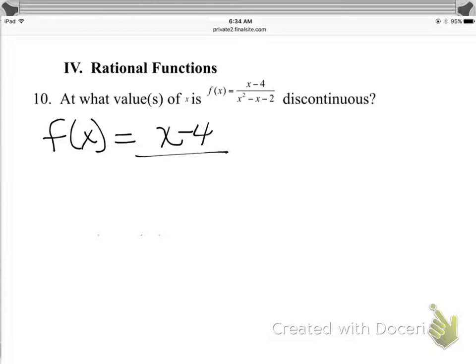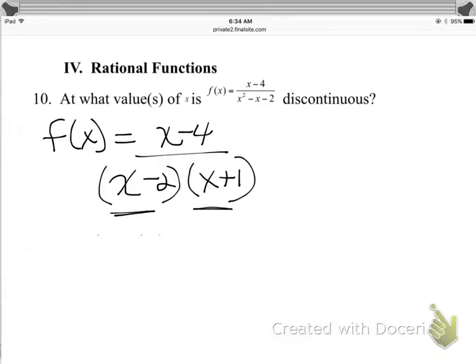So here is my function in factored form. X minus 4, and then x minus 2 and x plus 1. Looking at the denominator, I see that I have a vertical asymptote. I have two of them. One is going to be at x equals 2, and one is going to be at x equals negative 1. So when I try to sketch this, I have to pick up my pencil at those points. Therefore, it is discontinuous at those points.